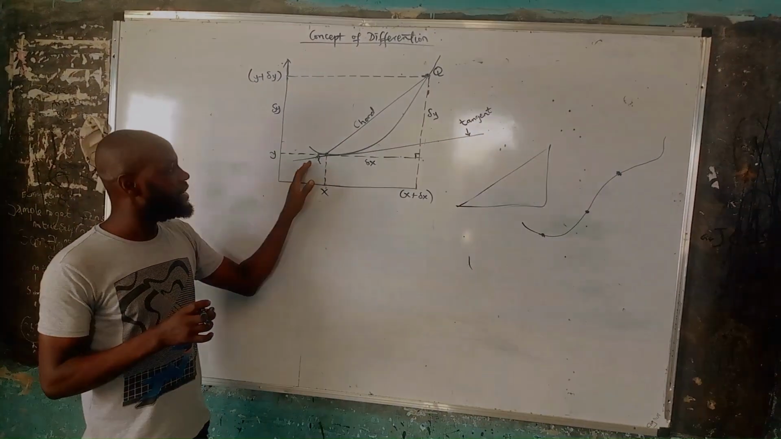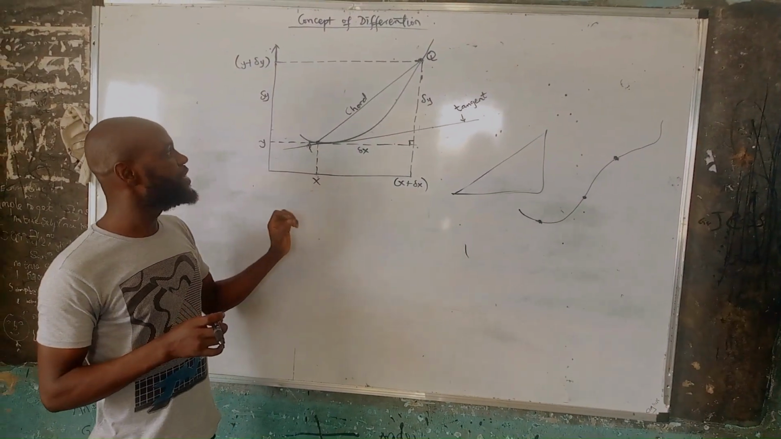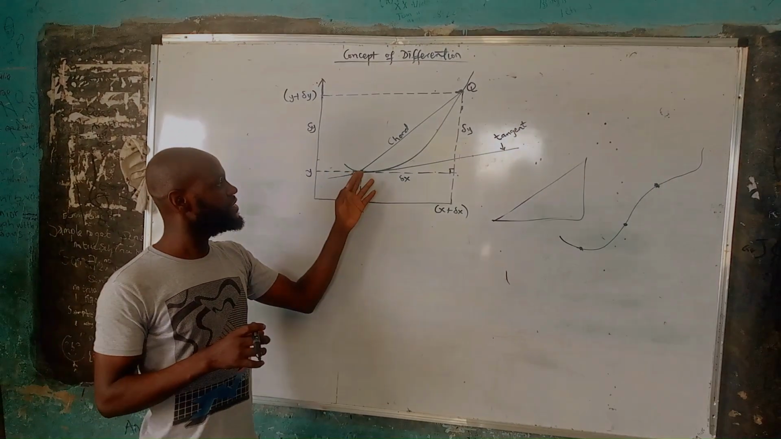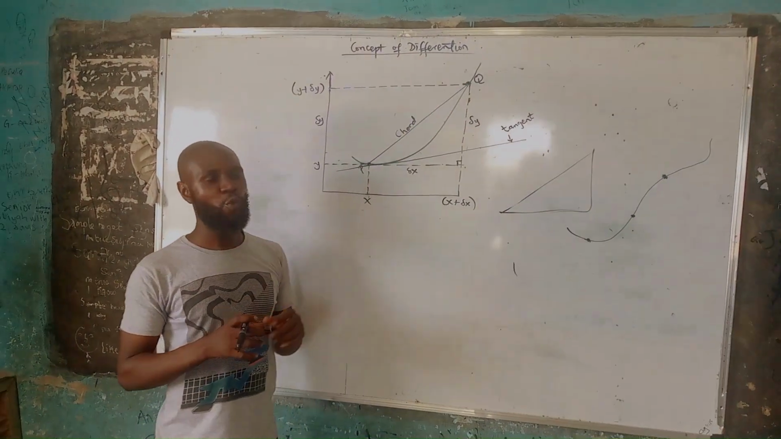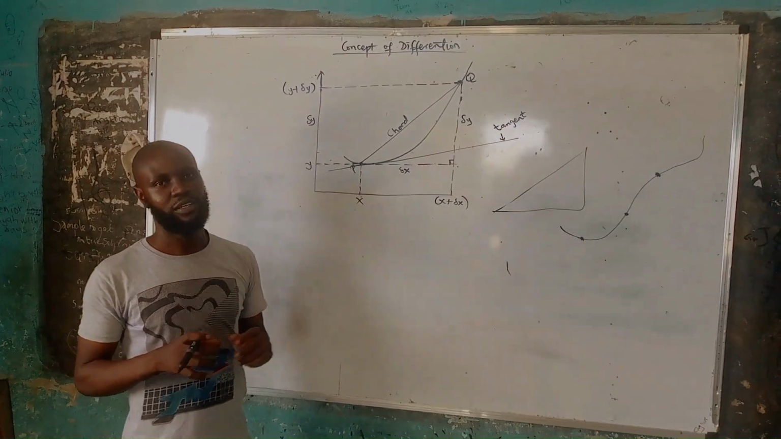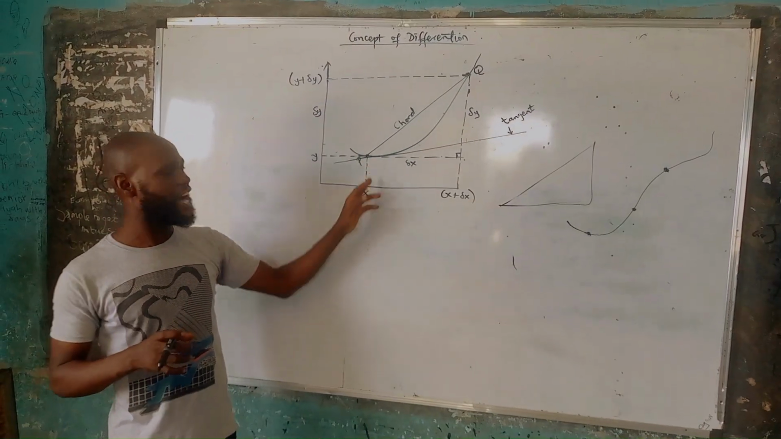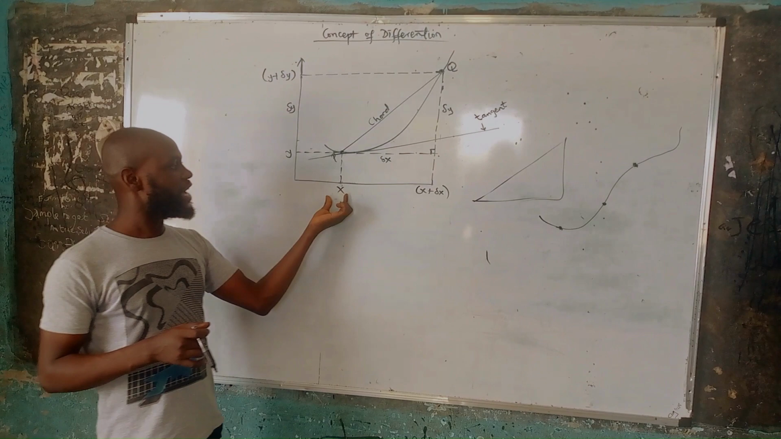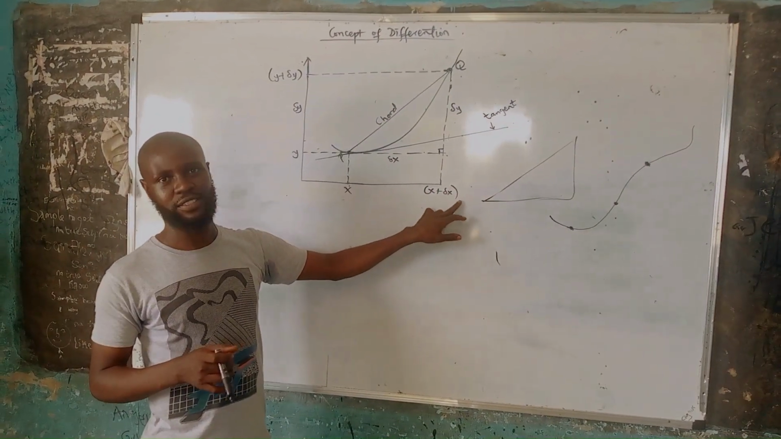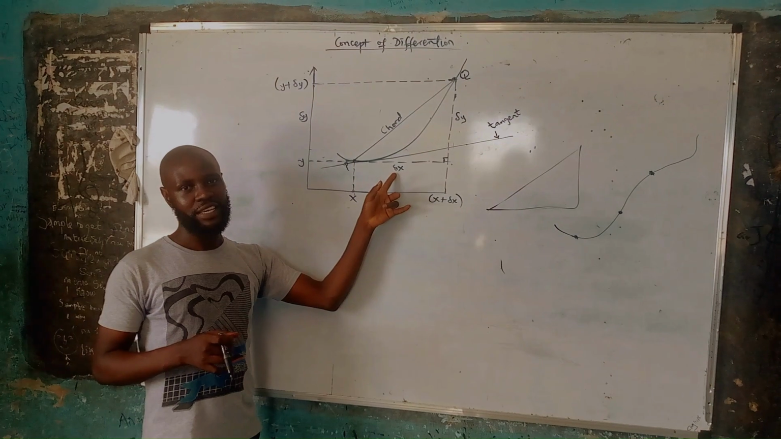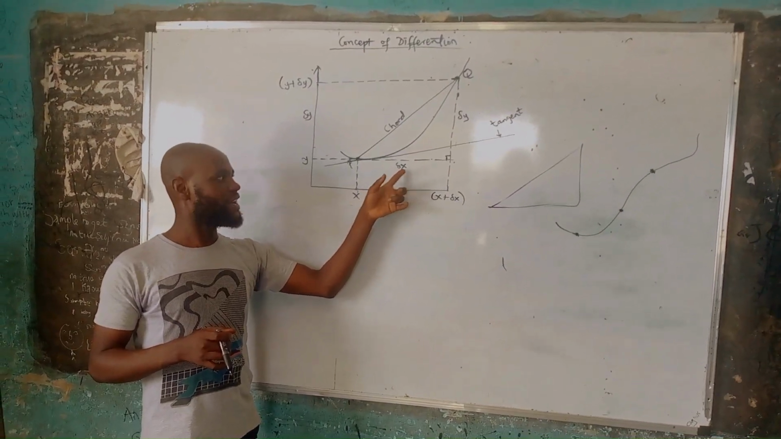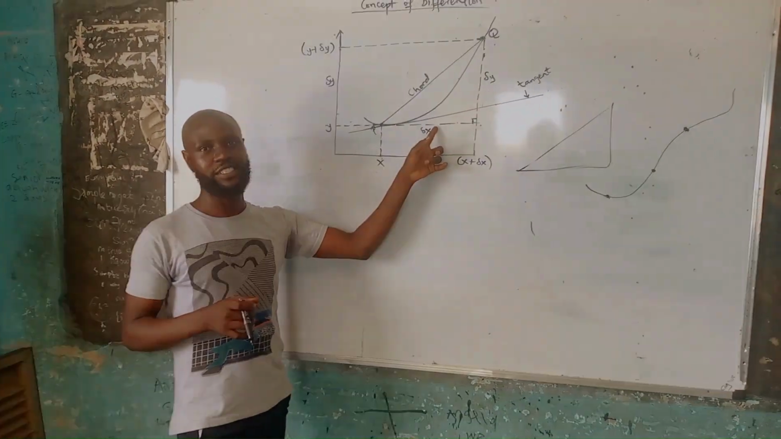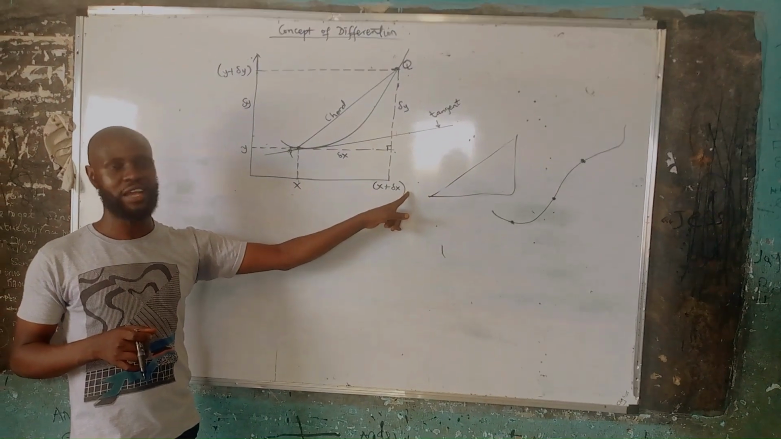But before we consider the gradient of the tangent, we start with the gradient of chord PQ. Because we can relate the gradient of chord PQ with these two changes in x and y. At point P, the coordinates are x, y. When x changes to a new value x plus delta x, that means this interval is delta x. So when we add delta x to x, we get a new value of x.